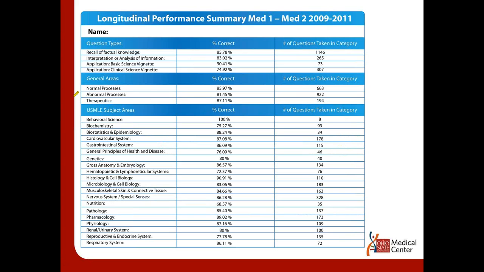The longitudinal performance category is very valuable because it gives you the most valid data. As you saw before, there were some categories that only had 1, 5, 10 questions in it when we did the data for an individual exam. But when you look at the longitudinal performance across all of the exams, you've got 1,100 recall questions, 300 vignette questions, 600 normal and 900 abnormal questions, and it gets to a point where you can solidly say, this is the student's performance in this area.